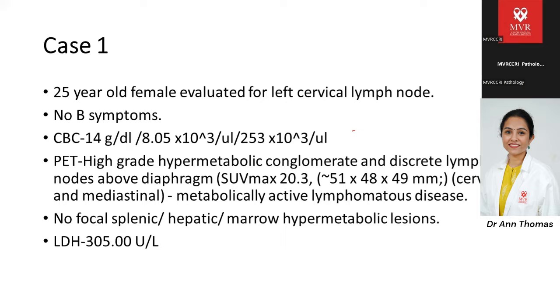The PET showed high uptake, generalized lymphadenopathy, and a conglomerate nodal mass above the diaphragm. The SUV was 20.3. The largest node was 5.1. The radiological impression was an active lymphomatous disease. There was no uptake in spleen, liver, or marrow on radiology. The LDH was 3.5. Okay, now I'll show you the slide.